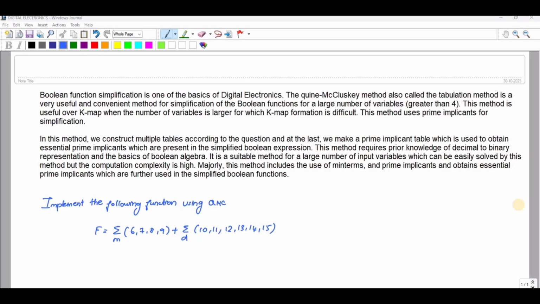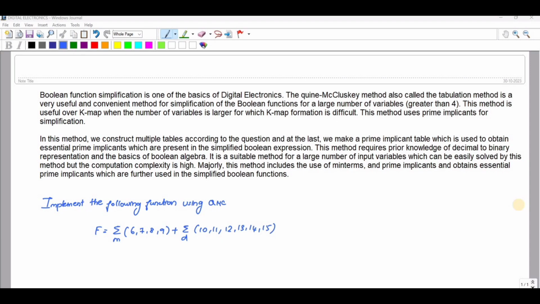In this video, we are going to discuss the tabulation method. We know that Boolean function simplification is one of the basics of digital electronics. The Quine method, which is also called the tabulation method, is a very useful and convenient method for simplification of Boolean functions with a large number of variables, greater than 4.